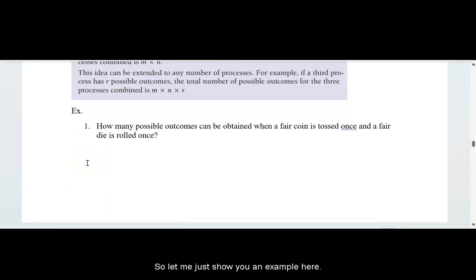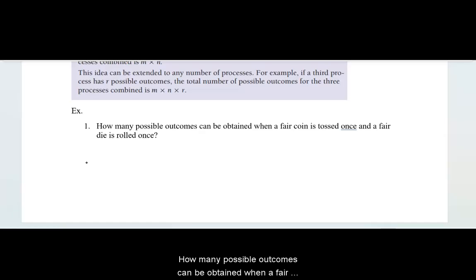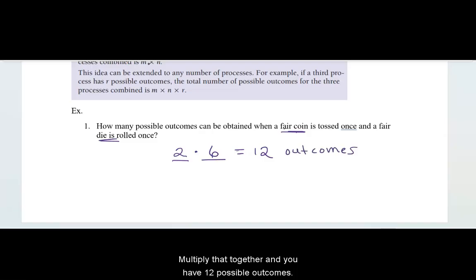So let me just show you an example here. How many possible outcomes can be obtained when a fair coin is tossed once and a fair die is rolled once? We have two events. We're doing a coin and we're rolling a die. How many possible outcomes do you have with a coin? We just talked about that. Two outcomes, heads or tails. How many outcomes do you have when you're rolling a die? 6. Remember, the numbers are 1 to 6. 6 possibilities. Multiply that together, and you have 12 possible outcomes.